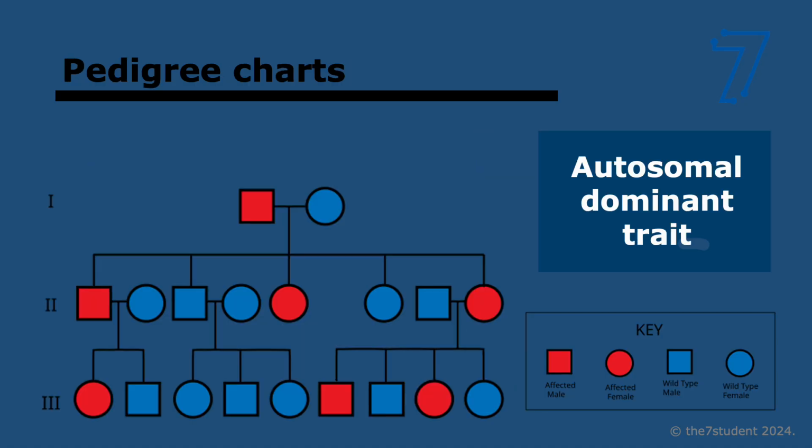Okay, next thing, pedigree charts. So this is actually really hard to just teach theoretically. I would just recommend going and doing a bunch of practice questions. But just so you know, the squares are for males, the circles are for females, and then normally they'll change the color depending on whether they're affected or not.